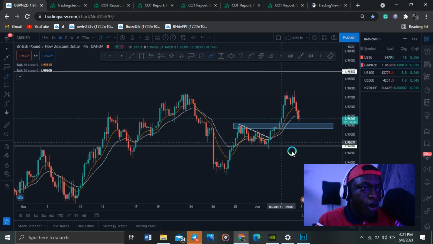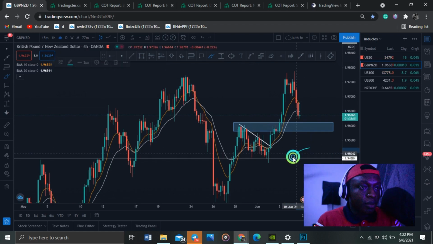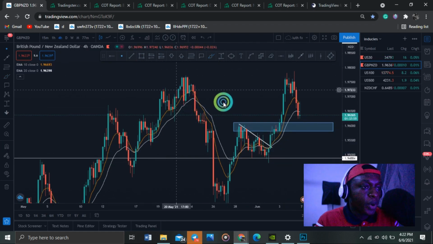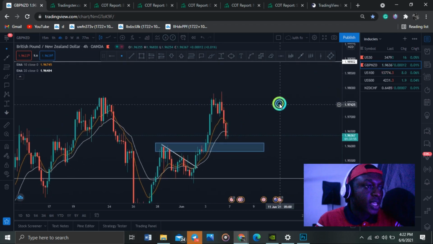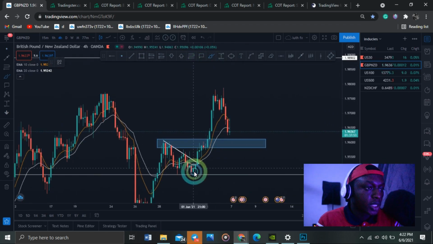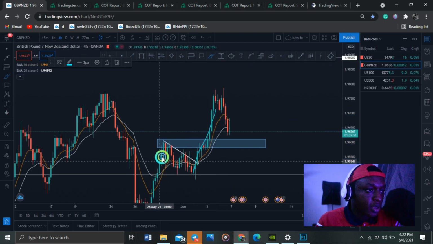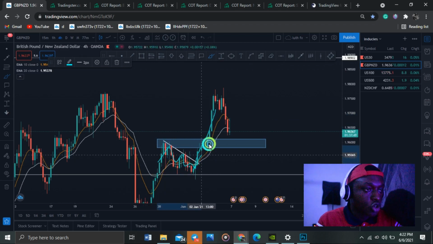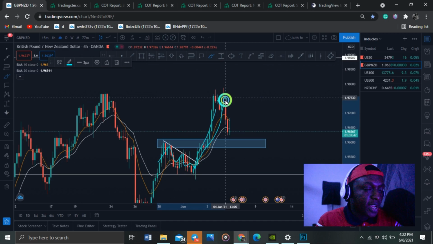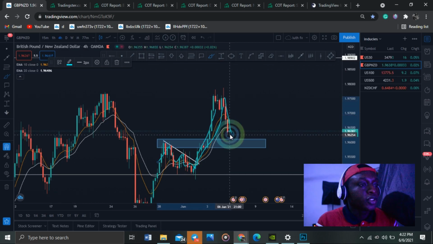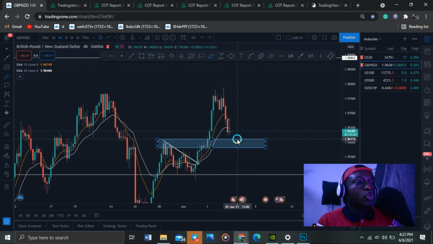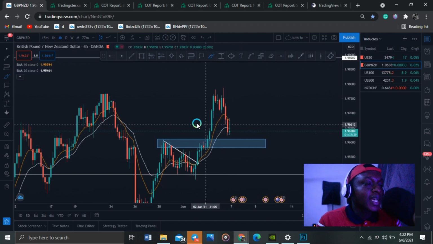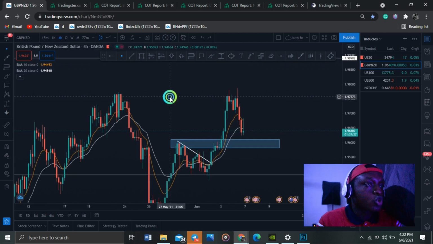Now when I come on my 4 hour, things also look pretty much simple and straightforward. You can see a nice price action playing out here on the 4 hour time frame. You can see a strong push to the upside after this correction, and price is currently retracing. So whenever we see a strong push and a retracement, in order for us to know where the retracement is going to end, that is where our Fibonacci tool comes into place.